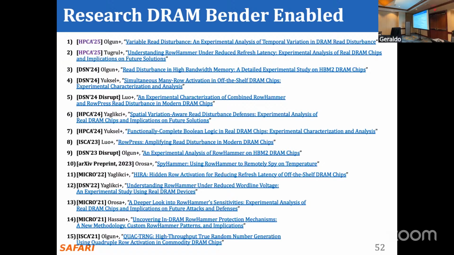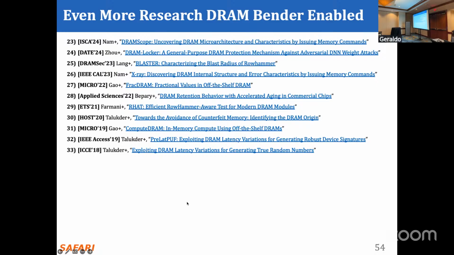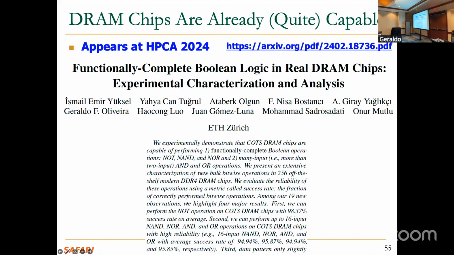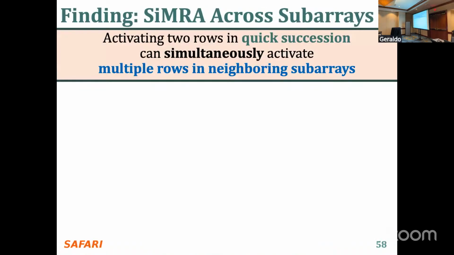And this is a list of research that DRAM vendor enabled. 2 of them you see, we will present them on Tuesday in HPCA. And there are many other works from our group and many other works from other research groups that DRAM vendor enabled, which makes me very proud of it. Some of them that are relevant to this PIM tutorial, Geraldo already described and Onur already described: functionally complete Boolean logic in DRAM chips and SiMRA, simultaneous many-row activation in off-the-shelf DRAM chips. I won't go into the details of those, unfortunately, in the interest of time. Those were enabled essentially by DRAM vendor.